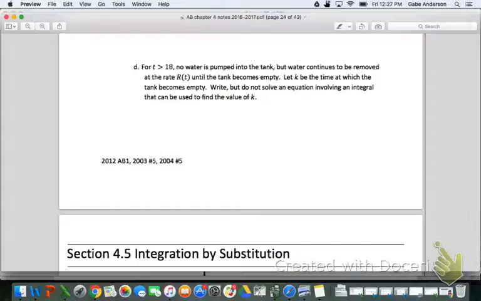Any volunteers want to throw an answer out there? Titus, your hand is up first. I'm not sure if this is right, because I'm not sure how we would find K from it all that much. Okay. But I got 1310 minus the integral from 18 to K of R of T dt equals 0.